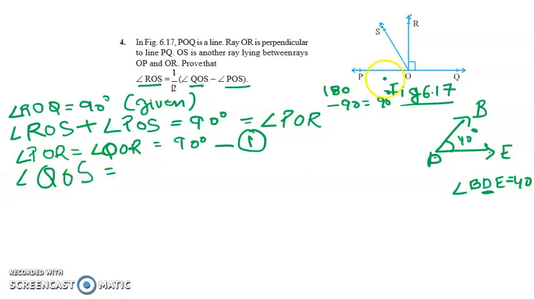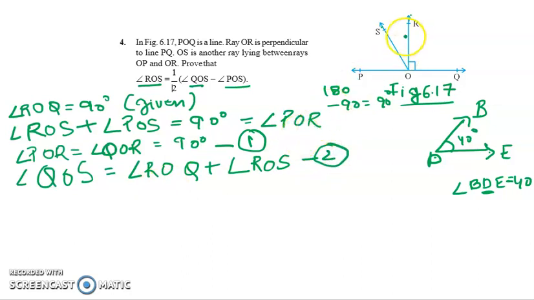This means angle QOS is equal to what? Angle QOS is equal to angle ROQ plus angle ROS. Okay, this is equation 2. So angle QOS is equal to angle ROQ plus angle ROS.